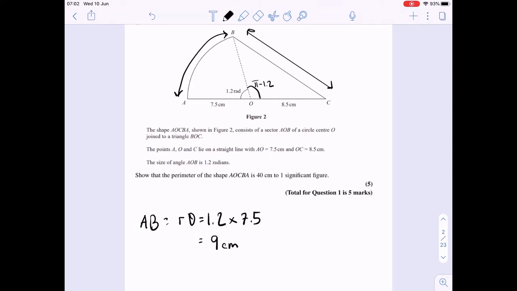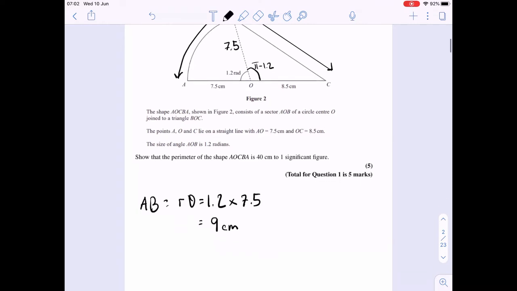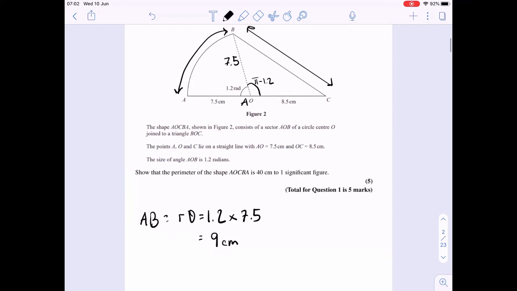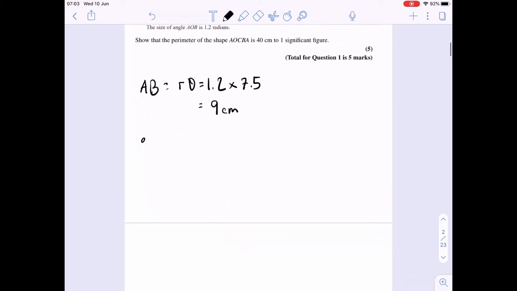And our length BC, we actually do know this length as well. This is also going to be, oh, not 8.5, sorry, this is going to be the radius again, so this is 7.5 centimeters. So we can use the cosine rule. We can say, if this is our angle A, then this is going to be lowercase a, this is going to be lowercase b, and this is going to be lowercase c. So a squared equals b squared plus c squared minus 2bc cos A.